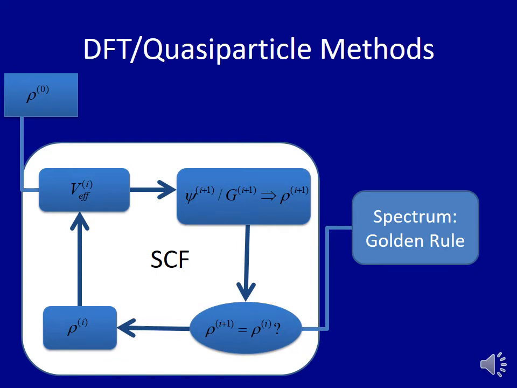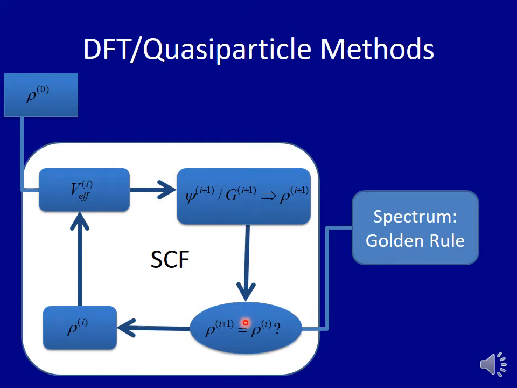So how is all of this done with density functional theory or quasi-particle methods? Generally, you start off with some guess for the density. You calculate an effective single particle potential, which is a functional of that density. You use that potential in a Schrodinger equation or some type of differential equation to calculate either the wave function or the Green's function. This then gives you a new density. You can calculate that from these wave functions or Green's functions easily.